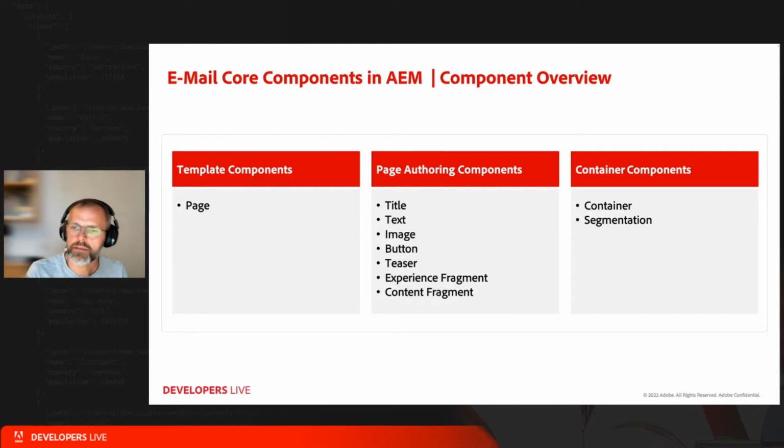And the last area is the container components. For these container components, we have a special container, which is a replacement of the responsive grid, or also the replacement of the container component of the WCM core components, which is also table-based, and it comes with a predefined set of columns, so that you can easily set up multi-column layouts for your emails. And then we have this segmentation component, which I will go a little bit deeper into in one of the next slides in the follow-up demo.